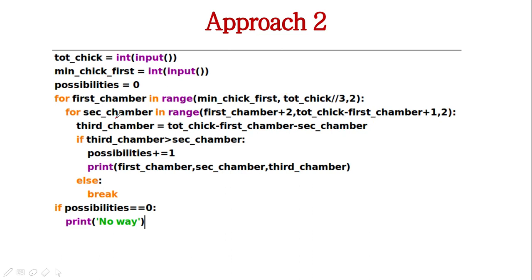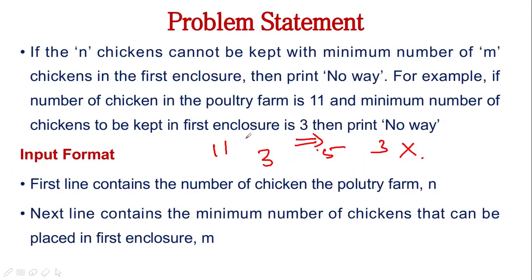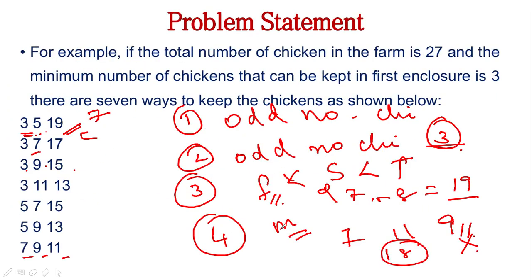Then, as I showed you manually, I am going to find out the third chamber, which is equal to total chicken minus first chamber minus second chamber. What I have put in the first chamber I will subtract, and the second chamber I will subtract from total chicken, and I have to find whether the third chamber is greater than the second chamber. Why I should do this is the manual approach I described. So when you have 3, 5, let us consider 27 minus 3 minus 5, this will be actually 19. Okay, this is correct, because 19 is greater than 3 and 5.